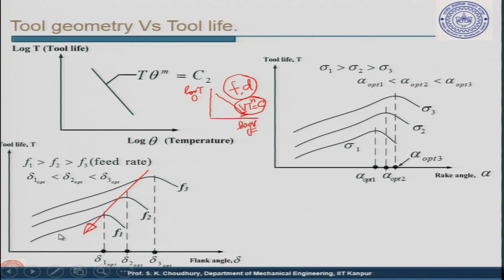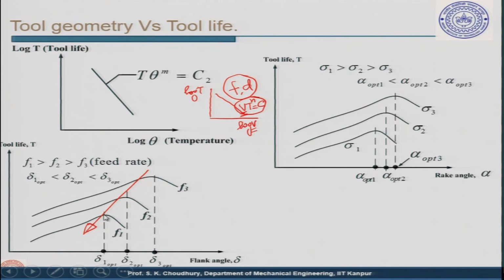Now, if you take any one of these curves, what you can see is that as the flank angle increases, the tool life increases, like in the case of the rake angle. The reason, as we said already, is that as the flank angle increases, the rubbing between the flank face of the tool and the already machined workpiece is less. Therefore, the rubbing is less, the temperature is lower, and the tool life increases.